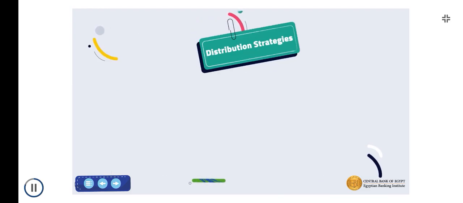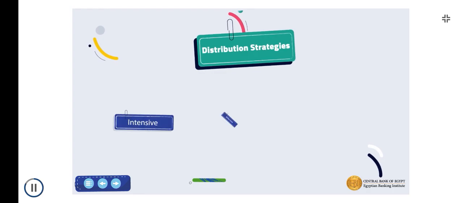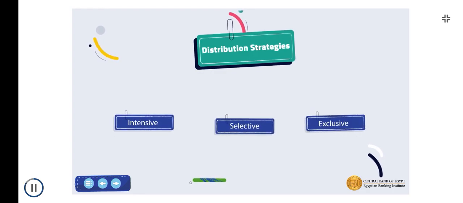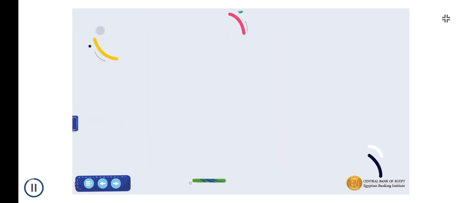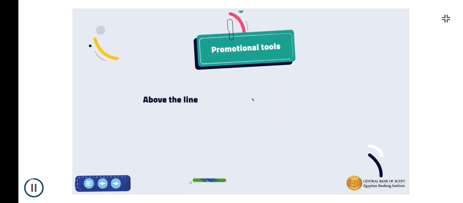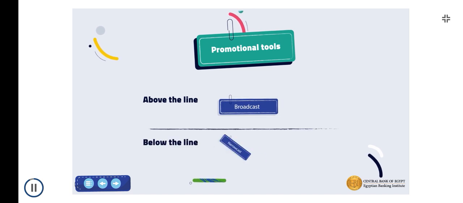The place, we have what is known as distribution strategies, which are intensive, selective, or exclusive. This will depend on the number of outlets. Regarding promotional tools, we can classify them into either above the line or below the line. All the above the line are broadcast, while below the line are narrowcast.